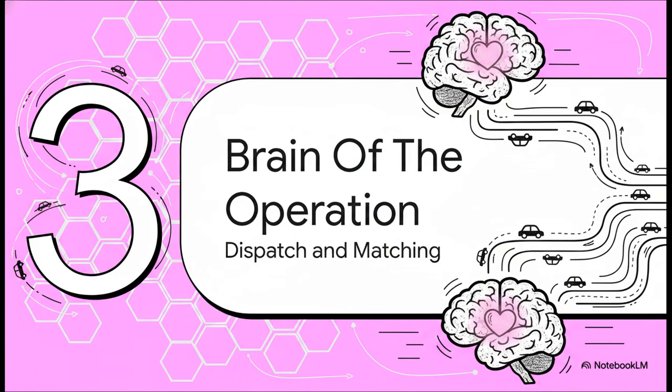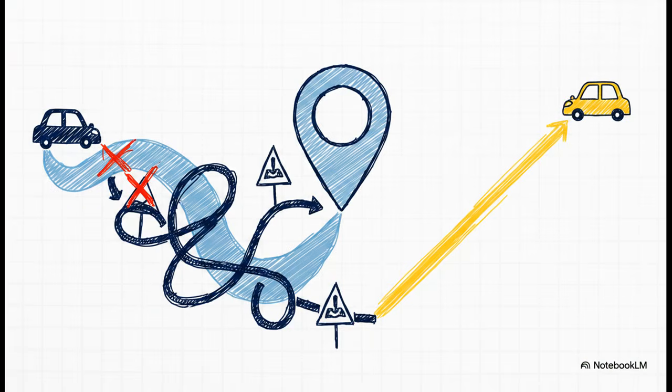Section 3, the brain of the operation, dispatch and matching. Okay, so to actually match you with a car, Uber uses a system called DISCO, which stands for Dispatch Optimization. Now, the absolute crucial point to understand here is that the nearest driver geographically is not always the best driver. Think about it. What if you're separated by a river or stuck on a weird one-way street? Geographic proximity doesn't mean much then.